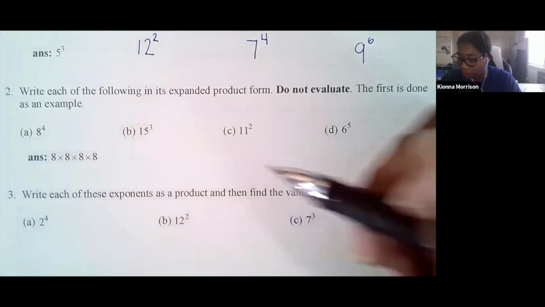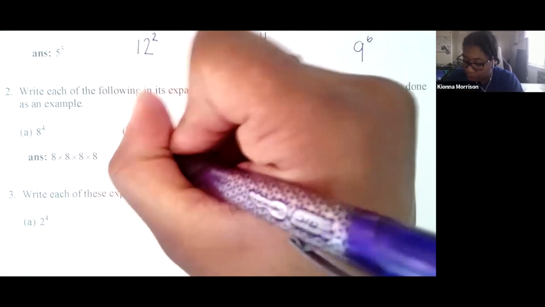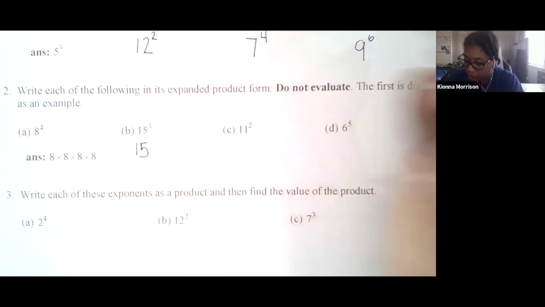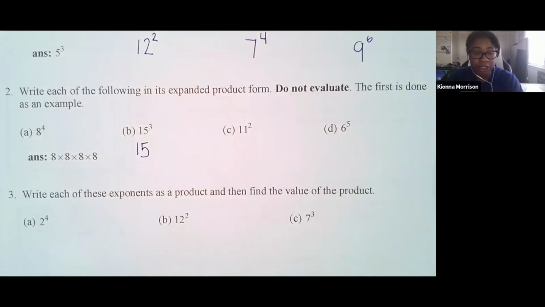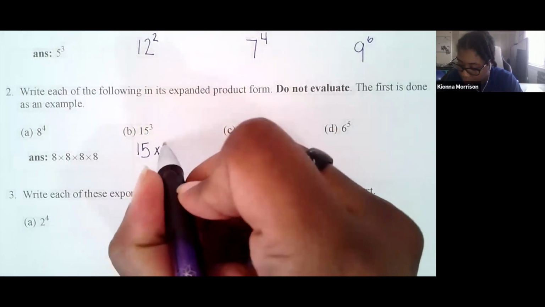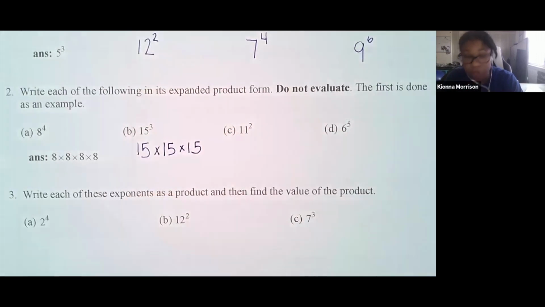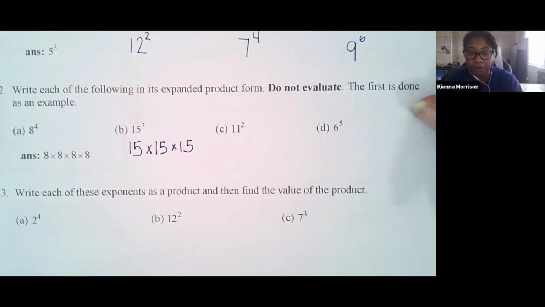All right, so now I'll try B. I'm going to think which number is going to be my base. My base is going to be 15. How many times is 15 being multiplied? 3 times. So 1, 2, 3. And I don't have to evaluate, so I don't need to find the value.